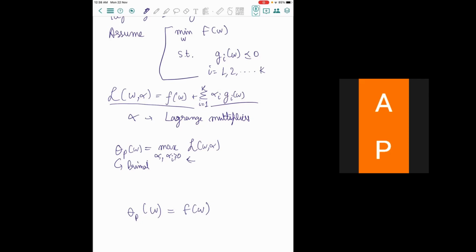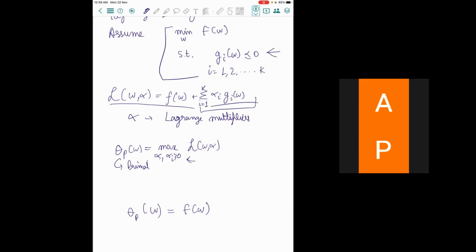What this condition does is, if all the alpha i's are greater than 0, then the coefficients of all the gi are always positive. So if we are trying to maximize this in terms of alpha, then this condition which we had becomes important.